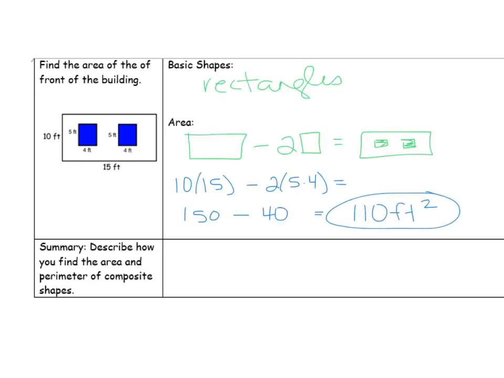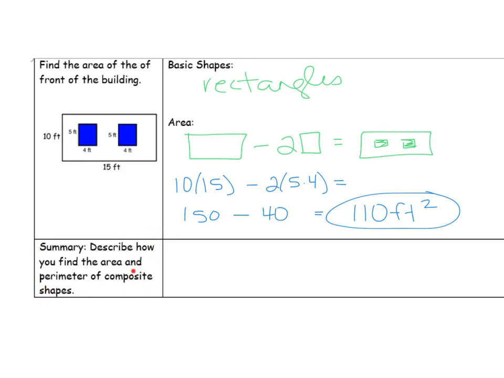Alright guys, how'd we do? Finding the area of that bigger rectangle, 10 by 15. Subtract those 2 windows, which are both the same size. So I just found one of them and multiplied it by 2, leaving with 110 square feet of paint needed for that wall.